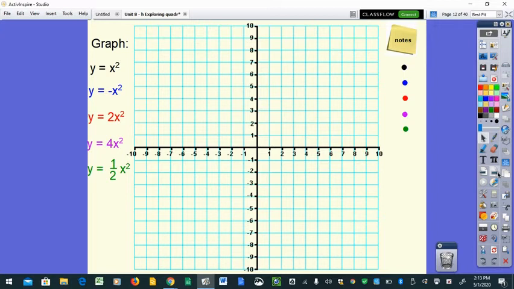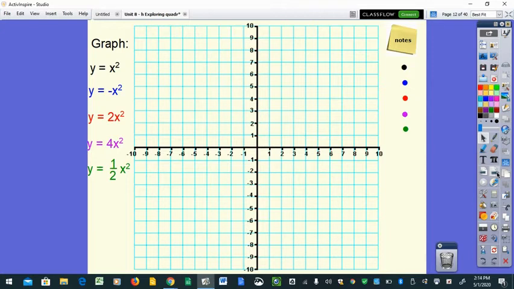The other thing before you graph them is to kind of guess, kind of make a hypothesis about what you think is going to happen with the -1 or the 2 or the 4. What will happen to the graph? How will it transform the graph from the parent function?